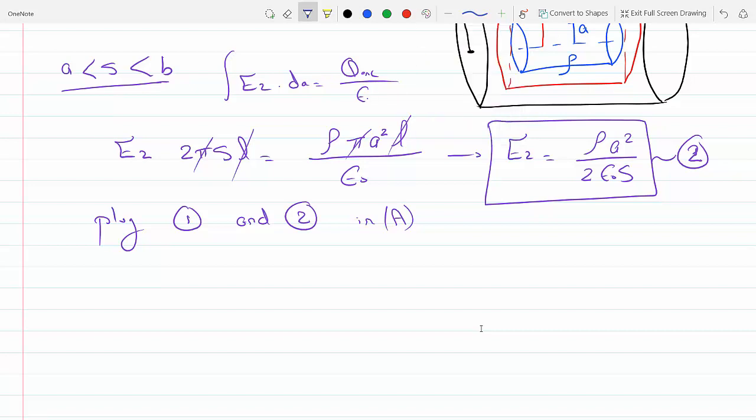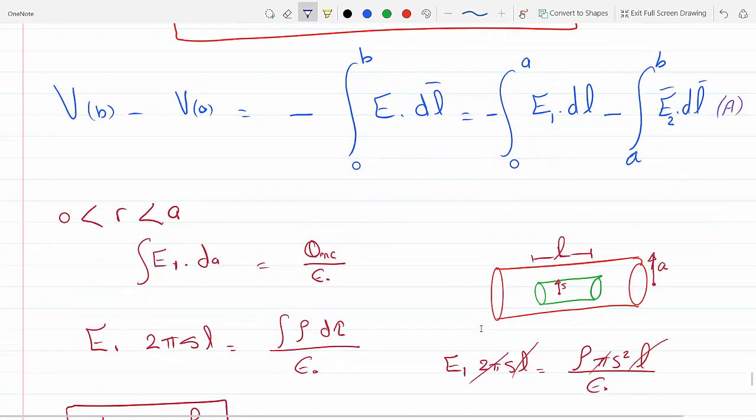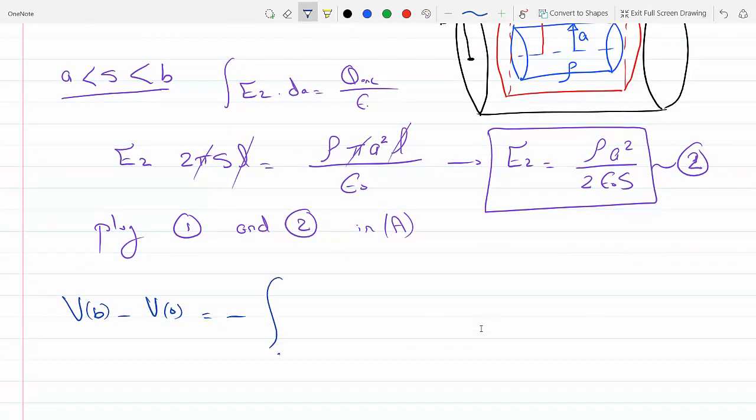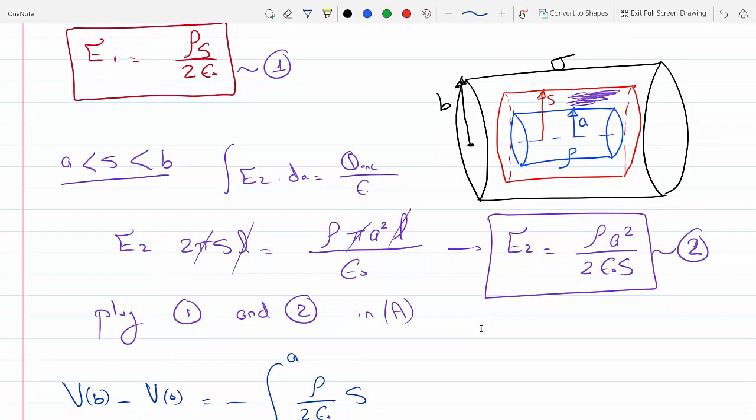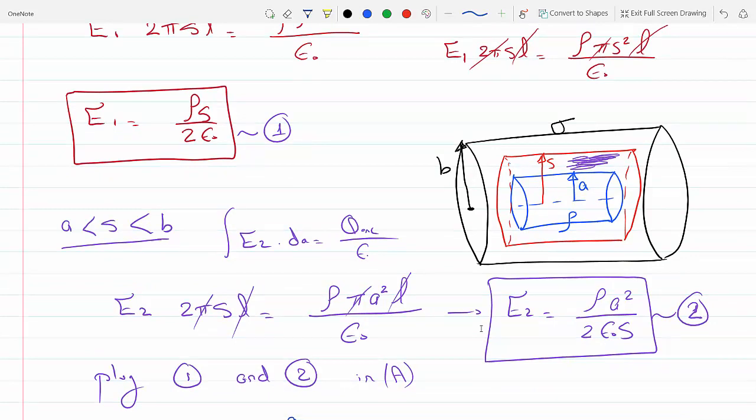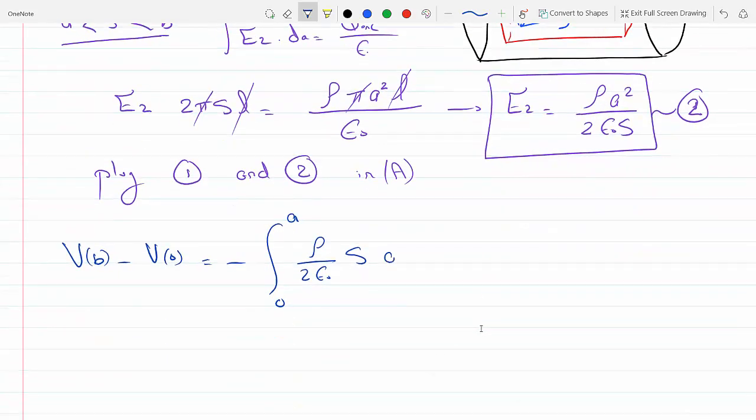And so we're going to get VB minus V0 equals minus the integral from 0 to A. Well, we found E1 to be rho S over 2 epsilon, and dl here, because I'm going in the direction of the radius of the cylinder due to the symmetry, because the electric field on the surface of the cylinder is like that, and it's perpendicular, so dl becomes ds. The dot product gives us a cosine theta, which would be 0, because ds and E are in the same direction, so cosine 0 is 1, so this just becomes ds.